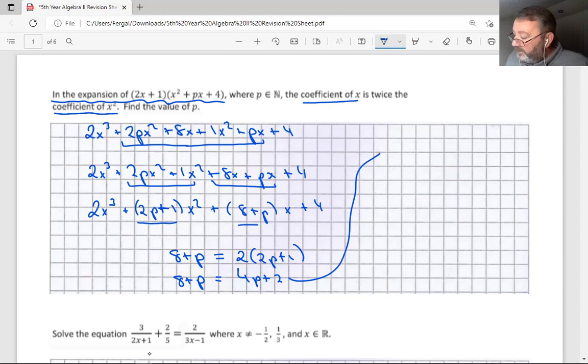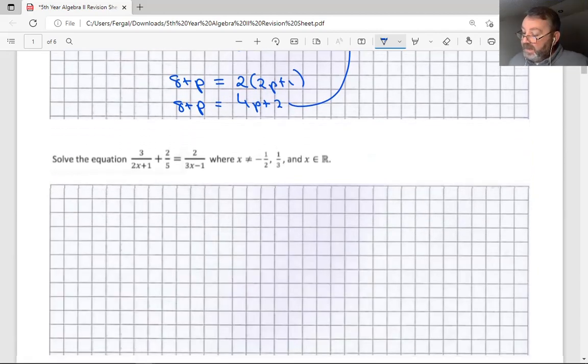Just bring it up here. You get 8 + p is equal to 4p + 2. Just write it again. Now, let's work this out. We get 3p is equal to 6. So p is equal to 2. Just by a small amount of manipulation, p is equal to 2.